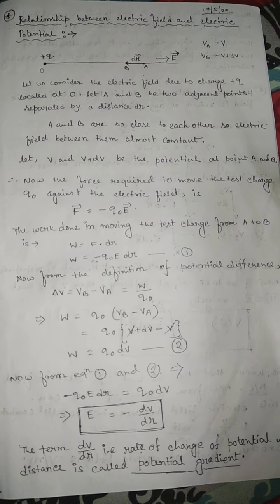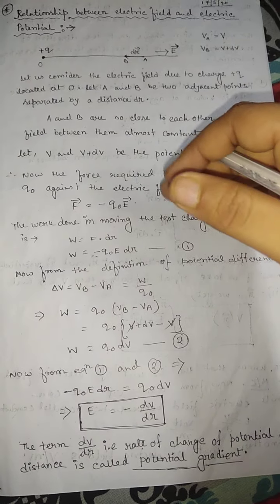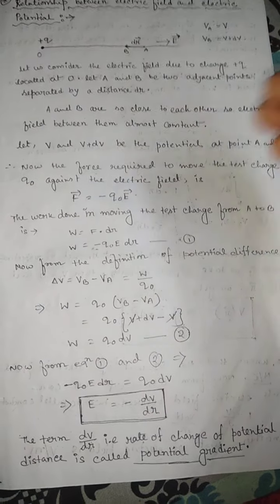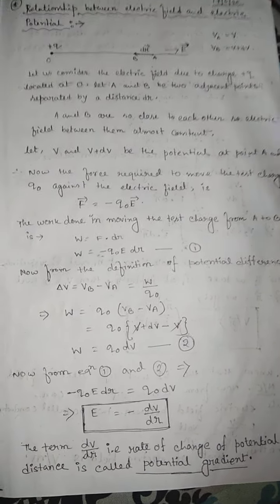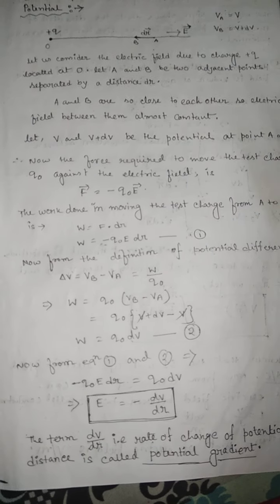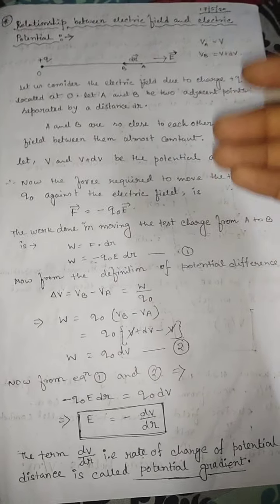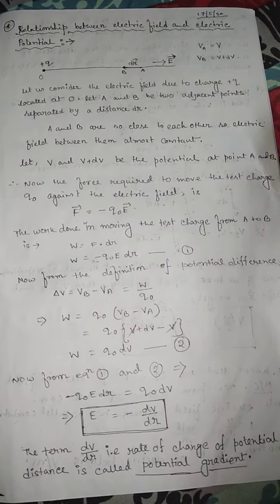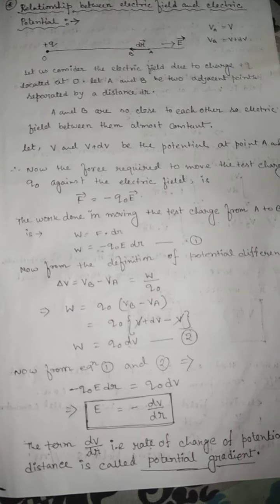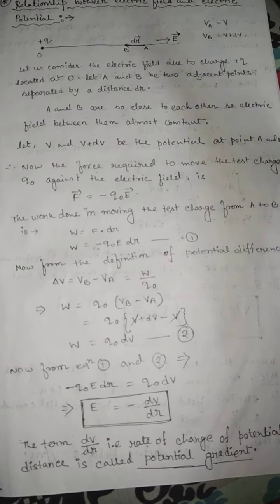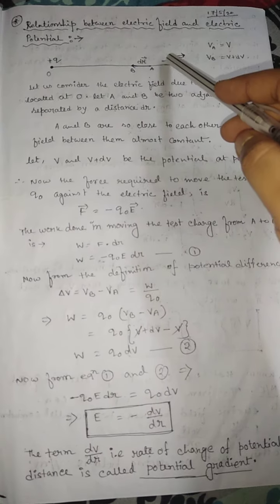So in the first chapter we studied electric field and many things related to electric field, electric dipole. In the second chapter, starting with electric potential, potential difference, and now in this class we discuss the relationship between electric field and electric potential. So to derive that relationship between them, we draw this diagram.